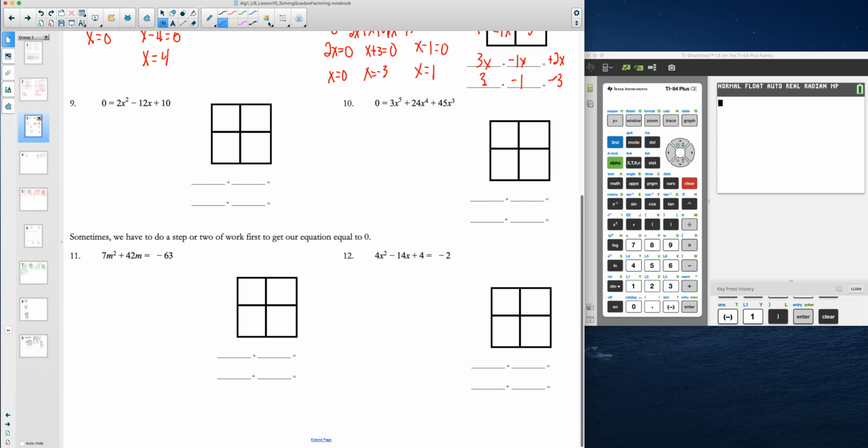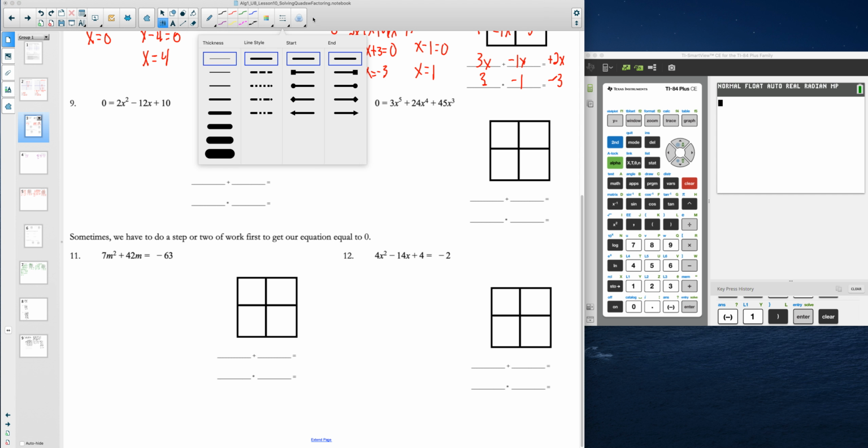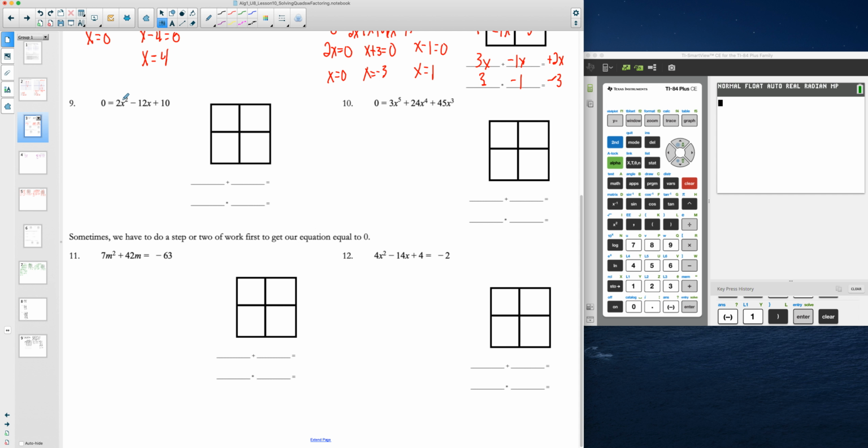So when we do this, if it's equal to 0, I can just jump into my process. If it's not equal to 0, what I have to do now is make it equal to 0, and then it's really the same steps. So I'm going to add 63 here. And remember, it doesn't matter which side you make equal to 0. Just pick the easiest side. So I'm going to add 63 to both sides here.